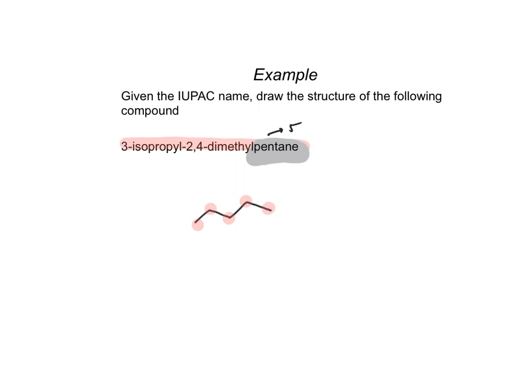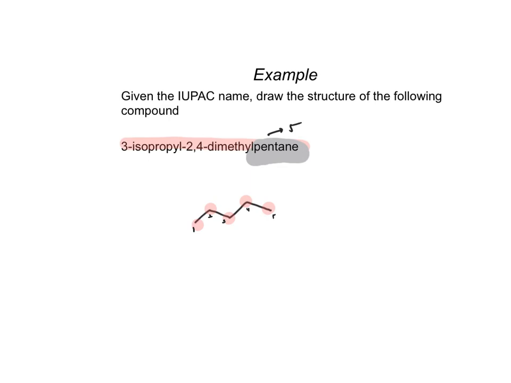So just to be consistent, I'm going to start on the left, because we always read from left to right. So we've got a 1, a 2, a 3, a 4, and a 5. Usually I'll do the parent, and then I'll number the parent. And then I'm going to attach substituents to it, right?